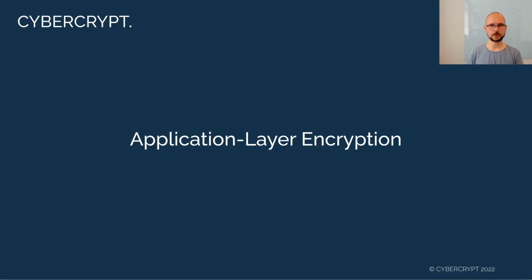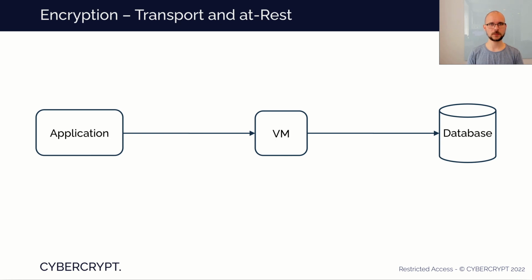So now the question is, how can we actually realize a zero-trust architecture around databases? And one tool to take quite far in this endeavor is to use application-layer encryption. So what does this actually mean? Well, let's look at this very common setup where you have an application, and that application needs to have access to a database.